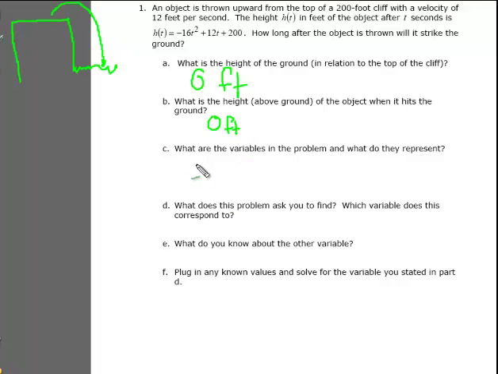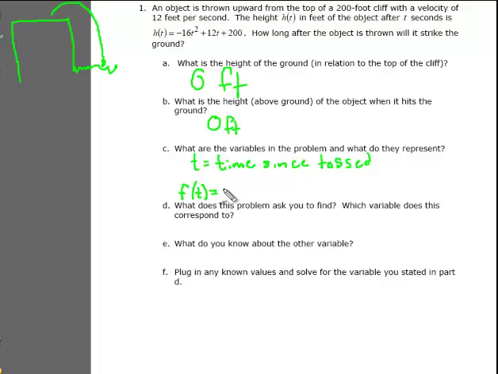And what are the variables in the problem? So there's two variables. There's t, which represents the time since tossed. And the other variable is f of t. And that's a variable, just like x or y. I mean, in fact, it used to be y, right? And then all of a sudden we changed it into f of x. And in this case, it's f of t.